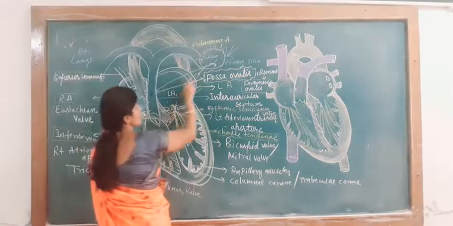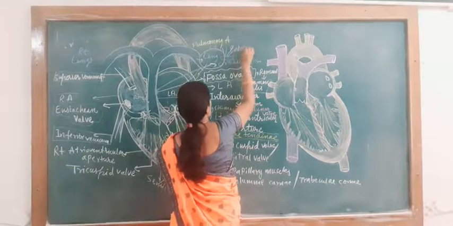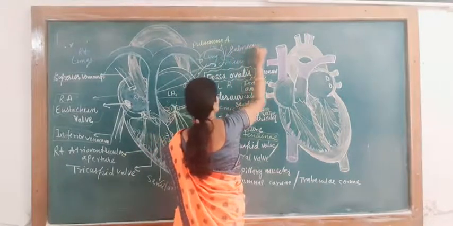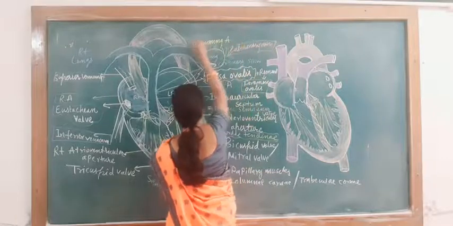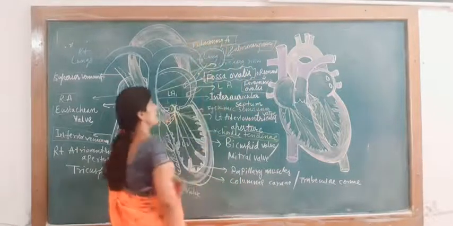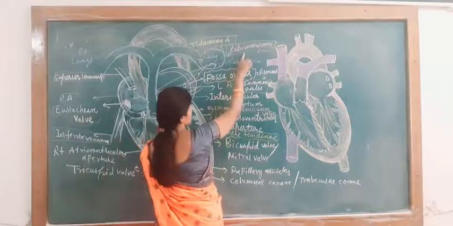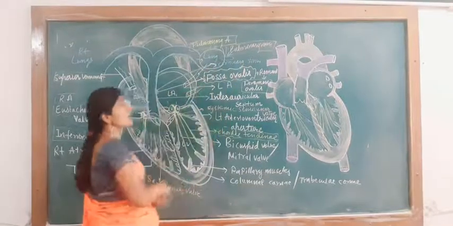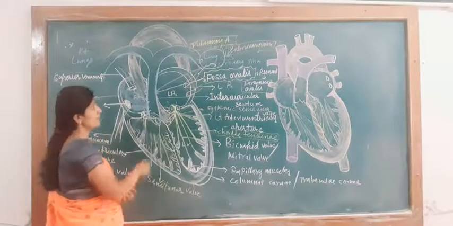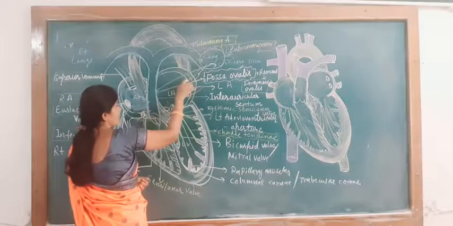What are those? Pulmonary veins. And pulmonary veins are an exception, just like the pulmonary artery. All arteries carry oxygenated blood and all veins carry deoxygenated blood, but the pulmonary vein alone carries oxygenated blood. These two are the exceptions.